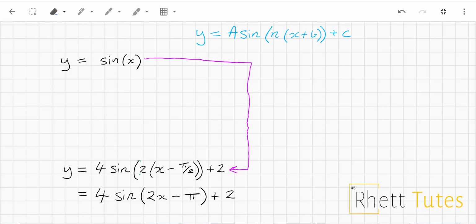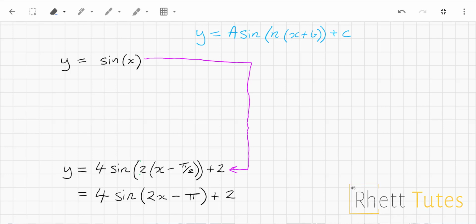So this a at the front seeks to dilate the graph by a factor of a from the x-axis. The n here dilates the graph by a factor of 1 over n. So watch out there, from the y-axis. The b, depending on the value, will move it left or right, parallel to the x-axis, and the c will move it up or down, parallel to the y-axis.